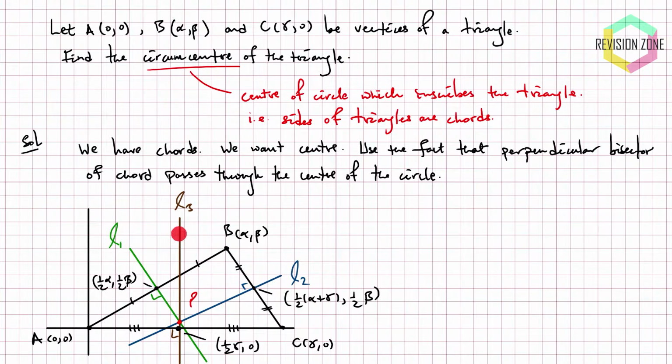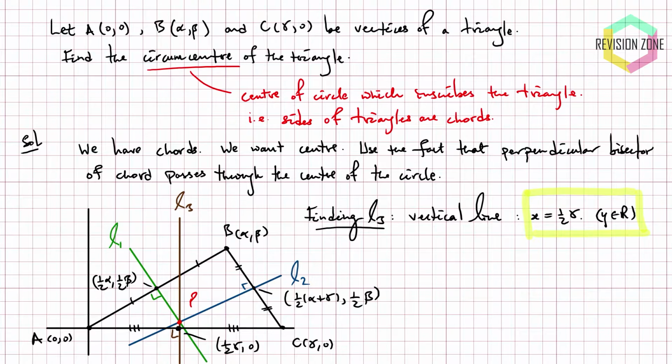Now, the easiest line to write down the equation for is line L3. Let's see what the equation will be. Well, the equation will be x equals a half gamma. This should be completely expected because this line L3 is actually a vertical line. It has to be vertical because it's perpendicular to the base AC, and AC is on the x-axis, and the x-axis is horizontal. So this has to be vertical.